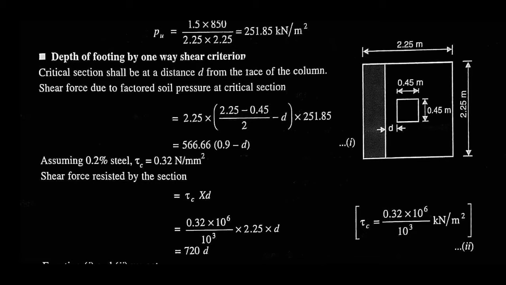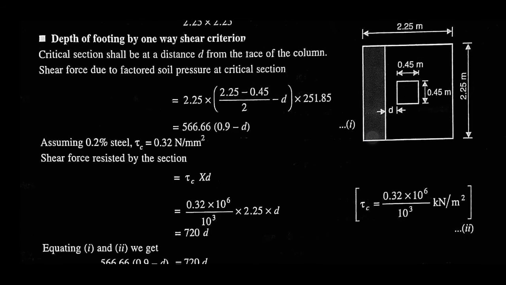Actually the value of tau c is 0.32 Newton per millimeter square. By this 0.32 into 10 to the power 6 by 10 cube, I have converted it from Newton per millimeter square to kilonewton per meter square for our calculation. It will help in our calculation. So that is equals to 720 d. This is equation 2.